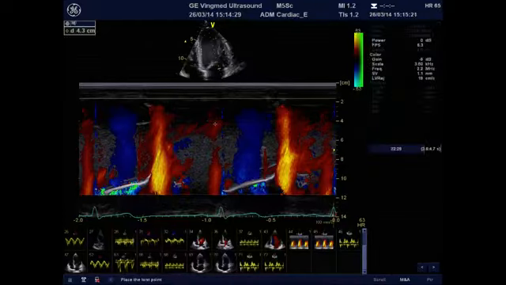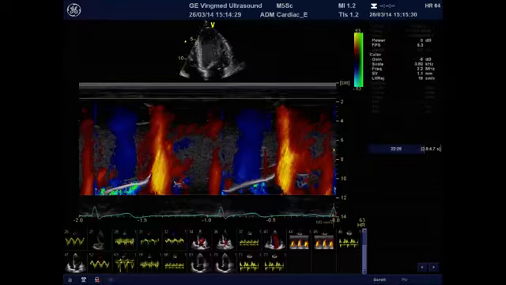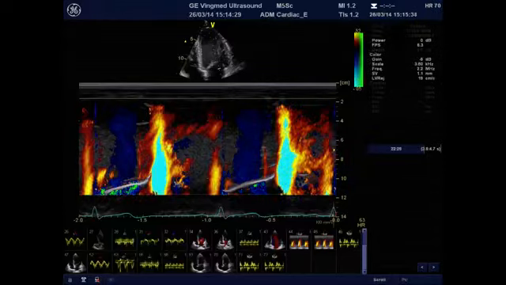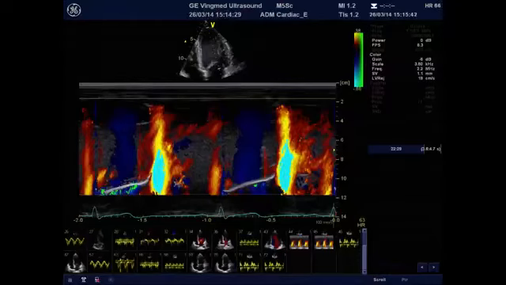And the trick is to try and get a linear interface between the color and the no color. And if this is not really possible, we can play with the baseline, adjusting it in order to change the aliasing velocity and to get a linear flow, a linear slope that sometimes is easier to measure.